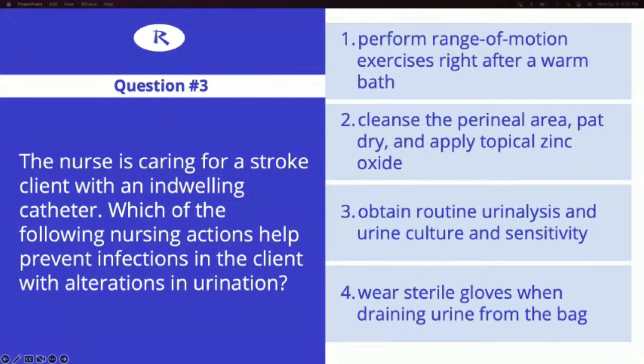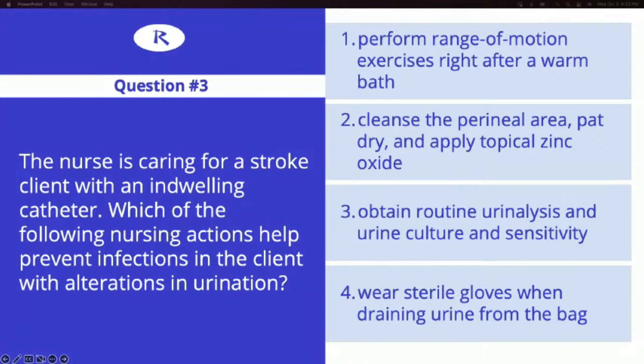Number 1, perform range of motion exercises right after a warm bath. 2, cleanse the perineal area, pat dry, and apply topical zinc oxide. 3, obtain routine urinalysis and urine culture and sensitivity. Or 4, wear sterile gloves when draining urine from the bag. Okay, what saith you guys about this one here?